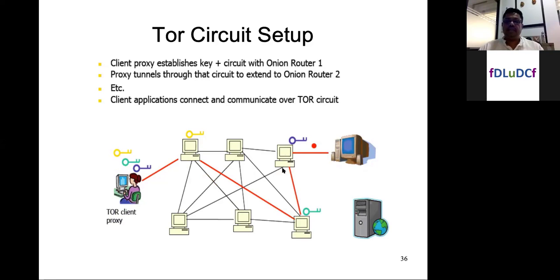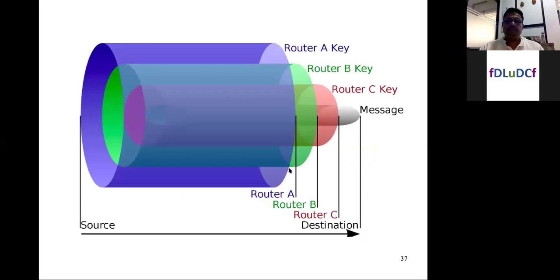So this router doesn't know who you are, and that router doesn't know the other end. Each knows only the rest. Through the established circuit, the response comes back to you. So it's called Tor routing.